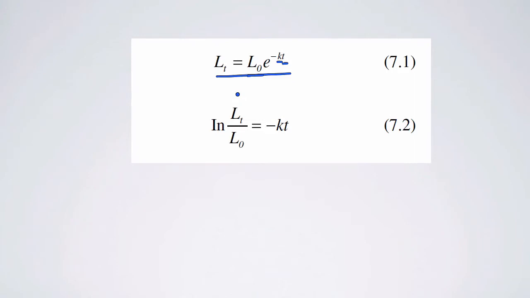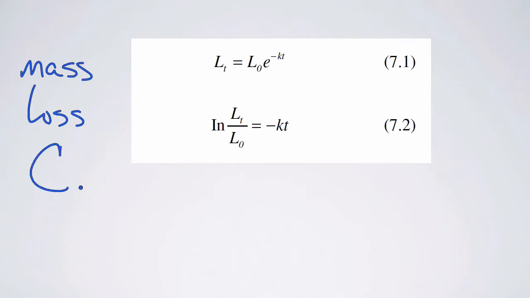mass loss over time. So here, when we're talking about litter and decomposition, we tend to think about mass loss because we're weighing it. And in that case, we're often thinking about carbon. And there might be other patterns that are associated with the change in concentrations of nitrogen or phosphorus.